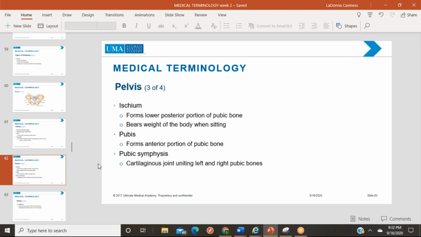All right, we're continuing to talk about the pelvis. So the ischium forms the lower portion of the pelvic bone. It bears weight on the body when sitting. The pubis forms the anterior portion of the pelvic bone. The pubic symphysis is a cartilage joint uniting the left and right pubic bones.